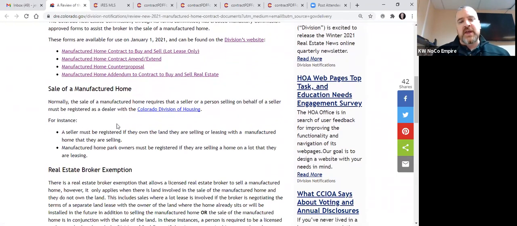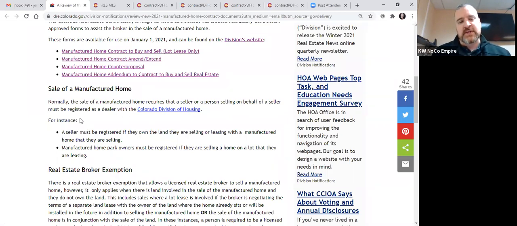Normally the sale of a manufactured home requires that a seller, or a person selling on behalf of that seller, has to be registered as a dealer with the Colorado Division of Housing. Again, this is different than the Division of Real Estate, which governs us as real estate brokers. We are not, as real estate brokers, licensed or registered as a dealer with the Colorado Division of Housing. That's completely different.